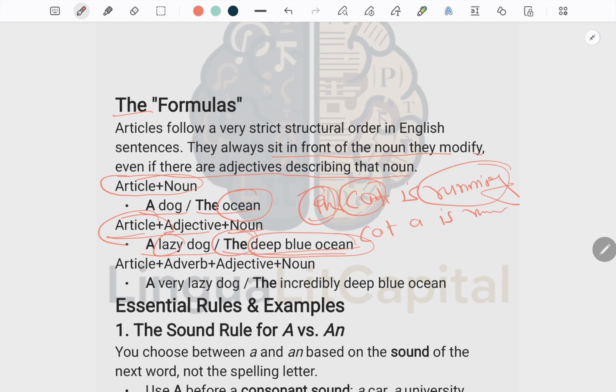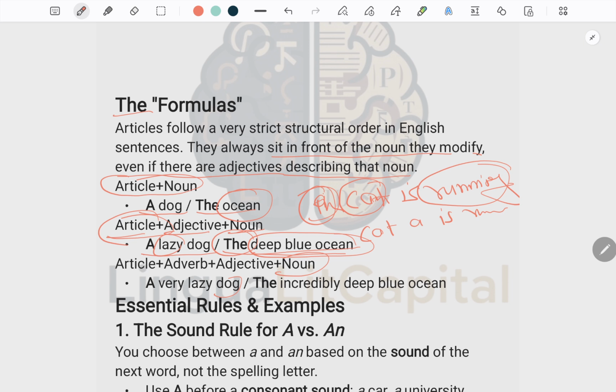Another rule is that we can use the articles before an adverb. It means that there can also be an adjective, there can also be an adverb, but at the last there should be the noun. If there is no noun, then we cannot use any of these words.